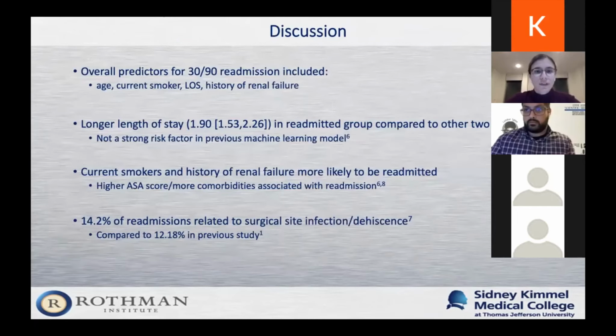Overall, previously it has been reported in the literature that length of stay may not necessarily be a strong risk factor for readmission, in contrast to the results of this study. However, other studies have also reported that a higher ASA score and more comorbidities were related to readmission, similar to the results of this study, in that we found that current smoking and history of renal failure were predictive of readmission. And previously it was reported that around 12.18% of reasons were related to surgical site infection, similar to the percentage that we found in this study.